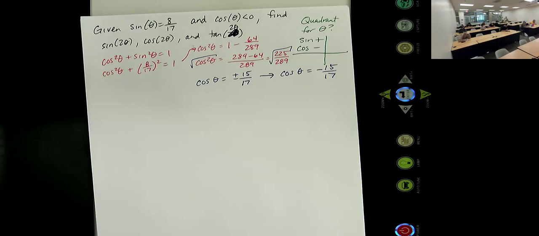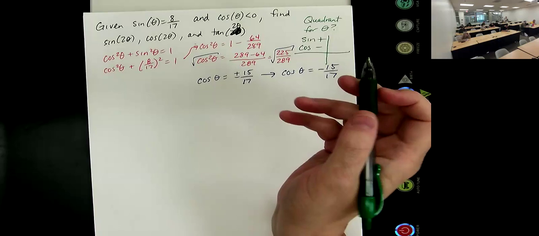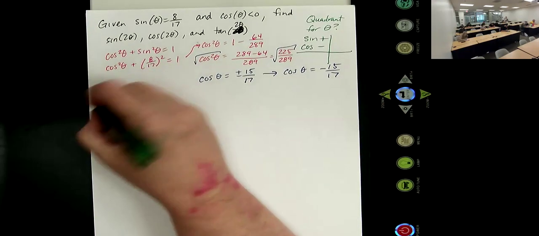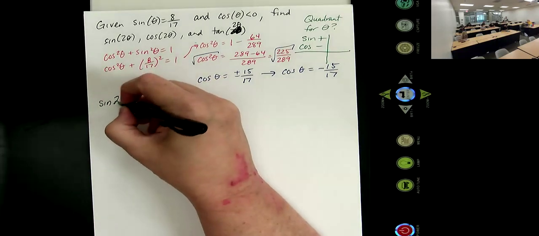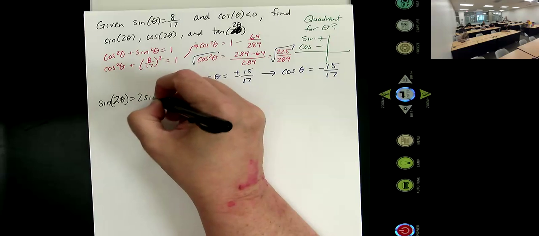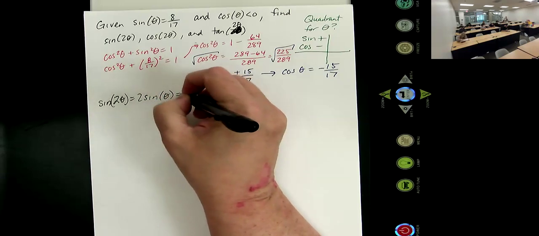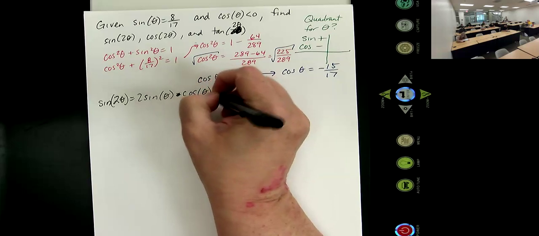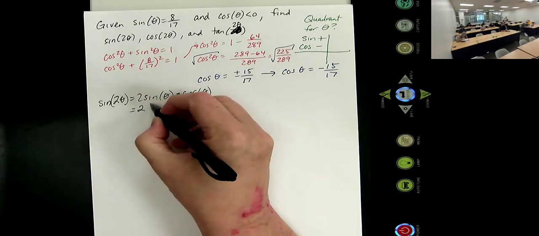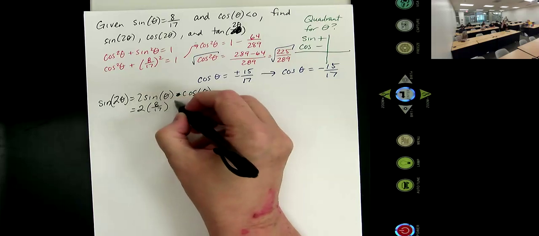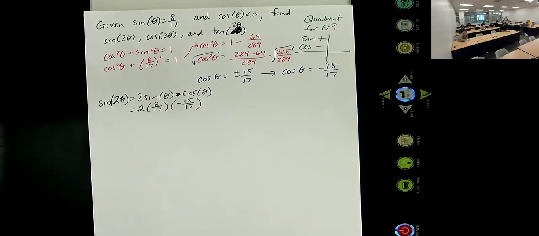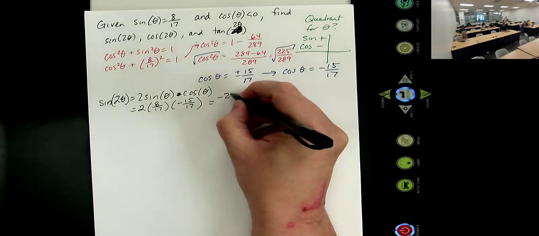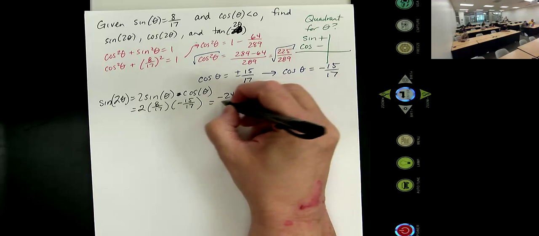Alright, so now we can start exploring sine 2 theta, cosine 2 theta, and tangent 2 theta. Sine of 2 theta is 2 sine theta cosine theta, which is gonna be 2 times 8/17 times negative 15/17. And this is negative 240/289.